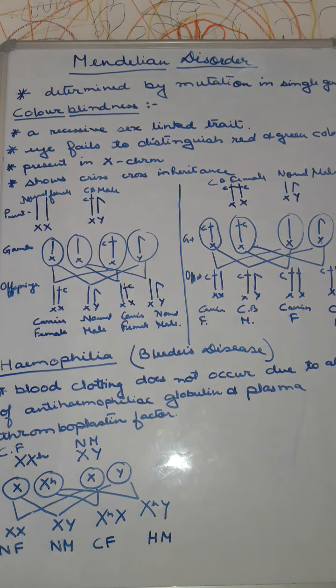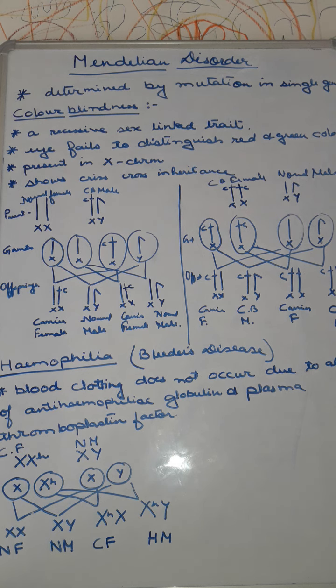Okay, now the second disease is the hemophilia. Hemophilia, that is also known as the bleeder's disease. Actually here what happened, the particular person suffering from this disease, their blood clotting agent doesn't occur. That means there is lack of or absence of anti-hemophiliac globulin and plasma thromboplastin factors. That means the factors which are responsible for blood clotting. So as these factors are absent, so blood clotting doesn't take place, and for that particular reason, if a small cut occurs in that person, it will lead to continuous bleeding and even lead to death of that particular person.